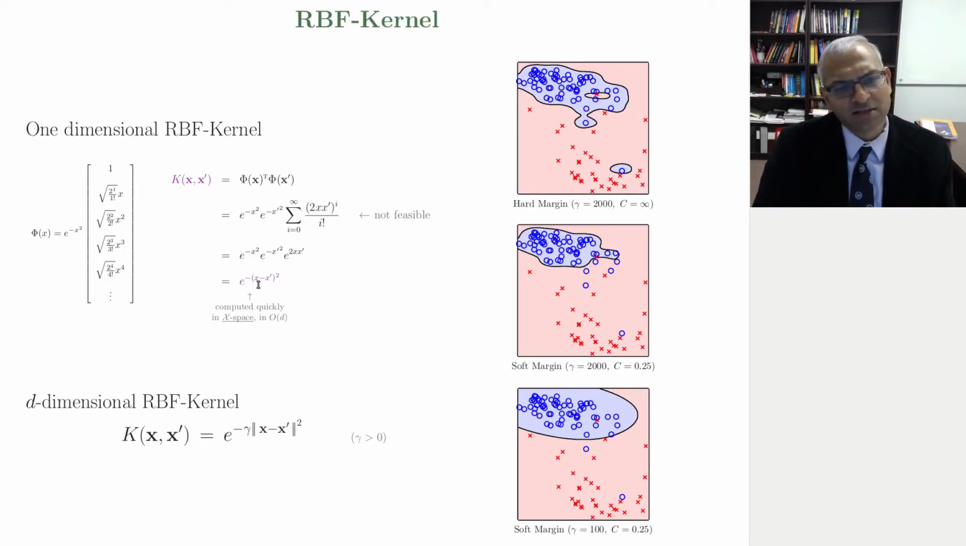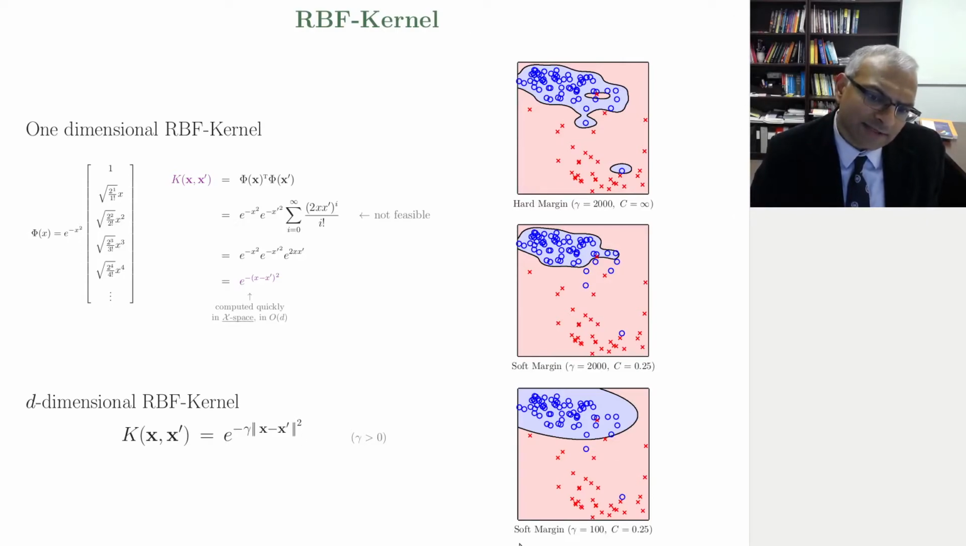It's e to the minus the difference between x and x prime squared. So that's basically the Gaussian. And there's the d-dimensional version of the Gaussian kernel, which we also mentioned last time: e to the minus gamma times the norm of x minus x prime, squared.